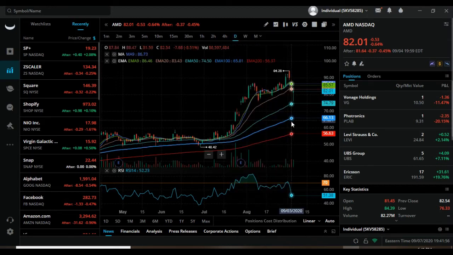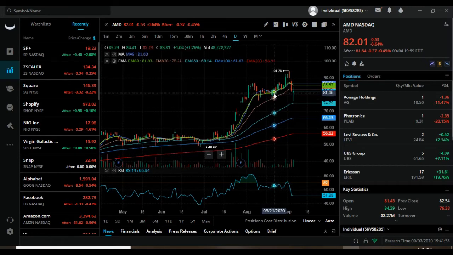So from a trading standpoint, I've already kind of given you the main ones. This is nothing special, but these are really, really important.